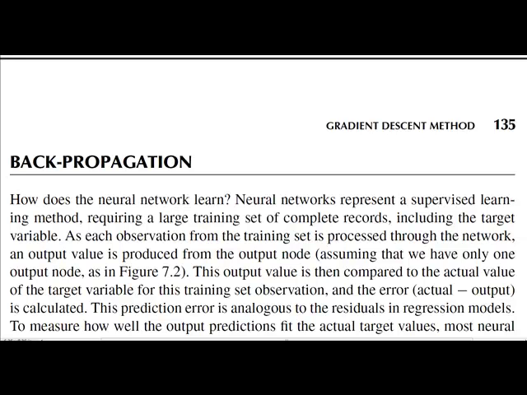Neural networks represent a supervised learning method requiring a large training set of complete records, including the target variable. So remember what this means. We have a set of data. For example, if we go back to predicting people's income, let's say we have 10,000 records. In those records we have people's age and their race and all that other data, and we have their incomes for those 10,000 people.